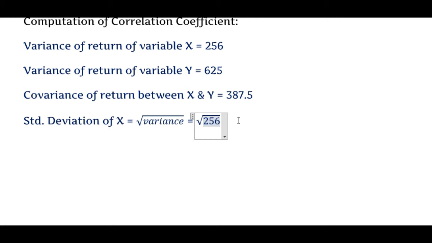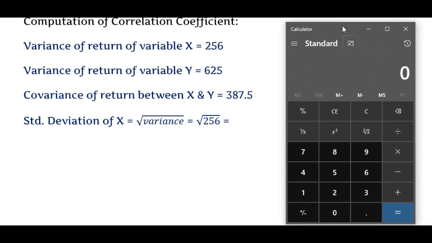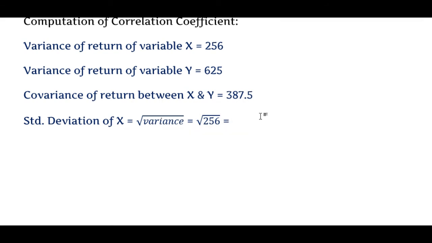256. So we need to calculate the square root of 256, so let me use my calculator. You can use your calculator too. So I need the square root of 256, which is 16. So we got the first value, the standard deviation of x, which is 16.